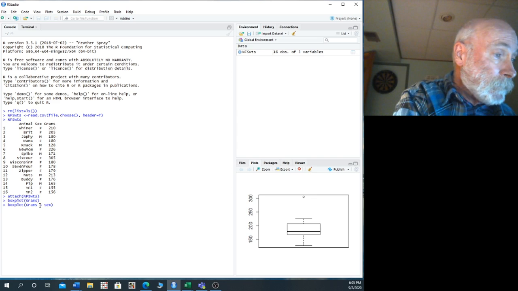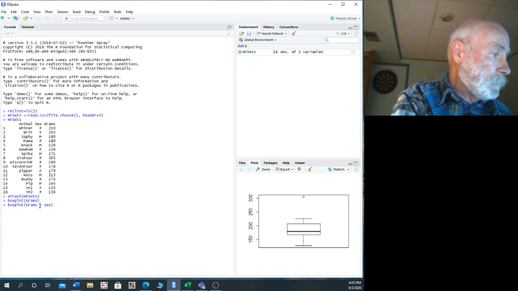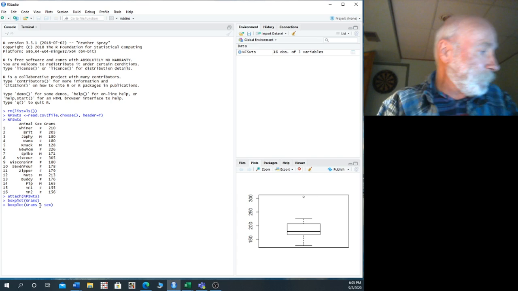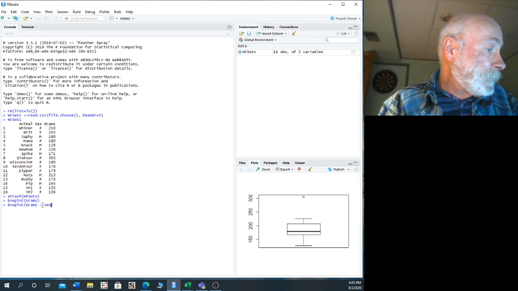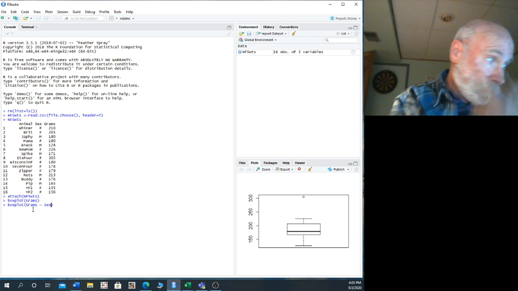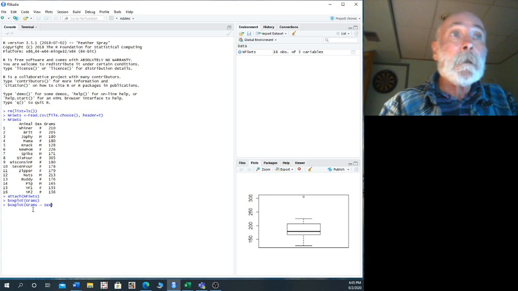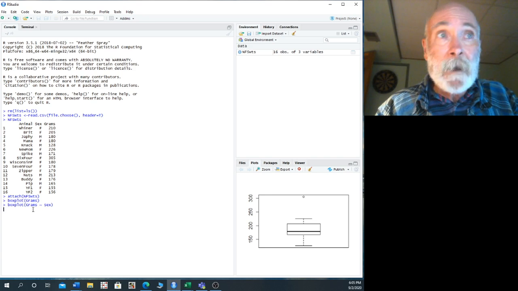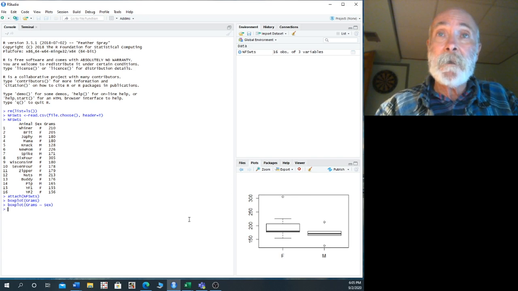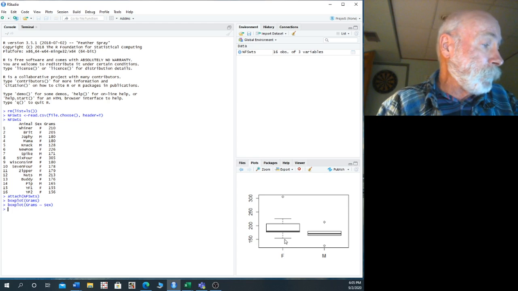Let me scroll back down here to where I want to be. I've got 3 computer monitors all going at the same time. Grams by sex. Let's go ahead and just hit that. So there we go. Now you can see that I have the side-by-side box plots, labeled 1 for males and 2 for females.